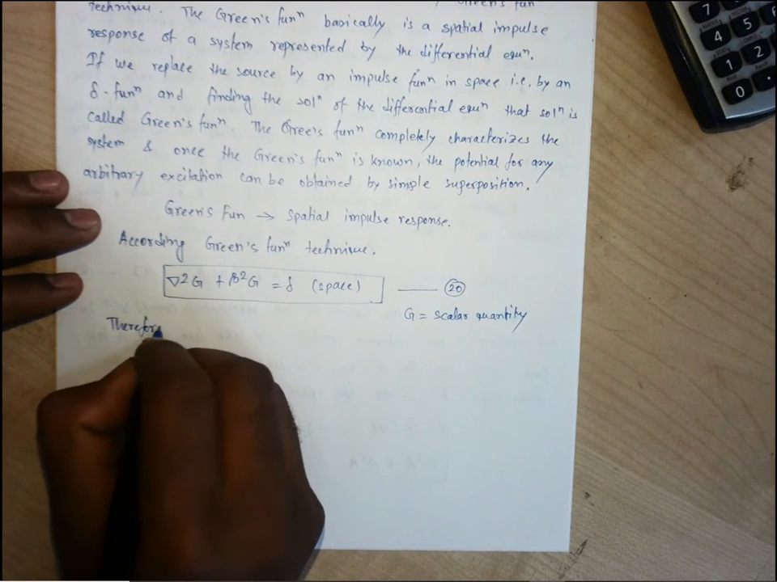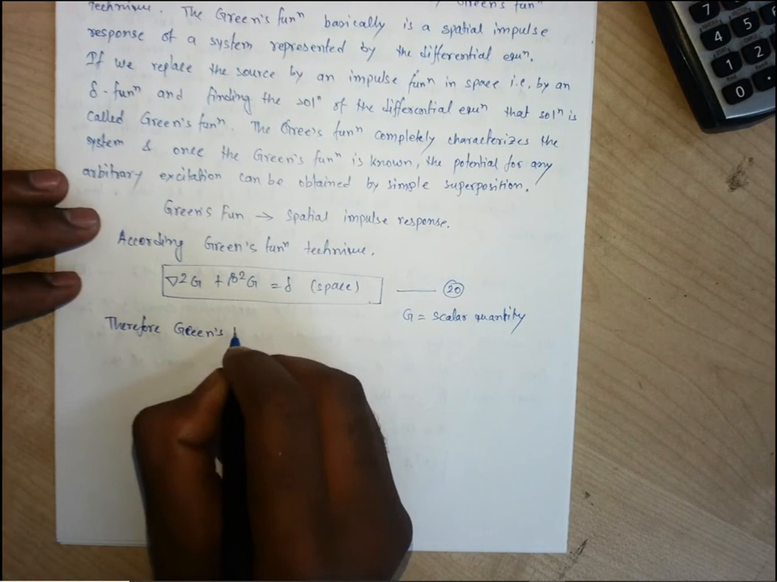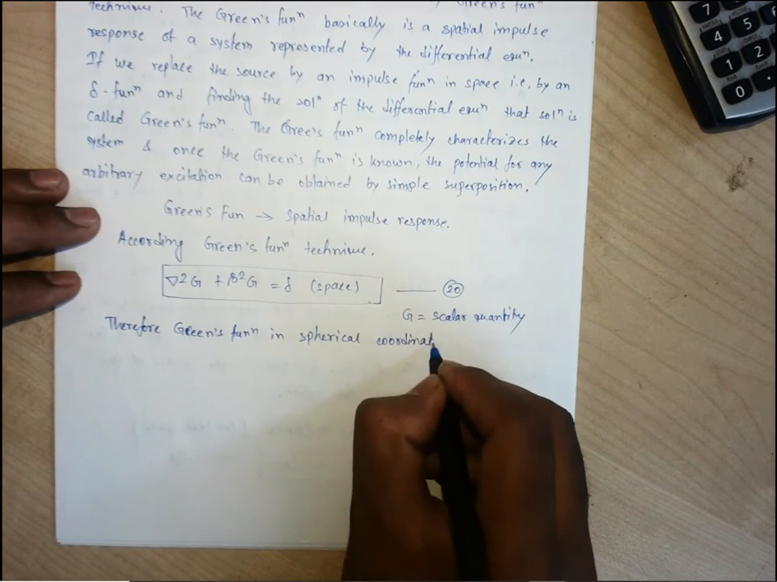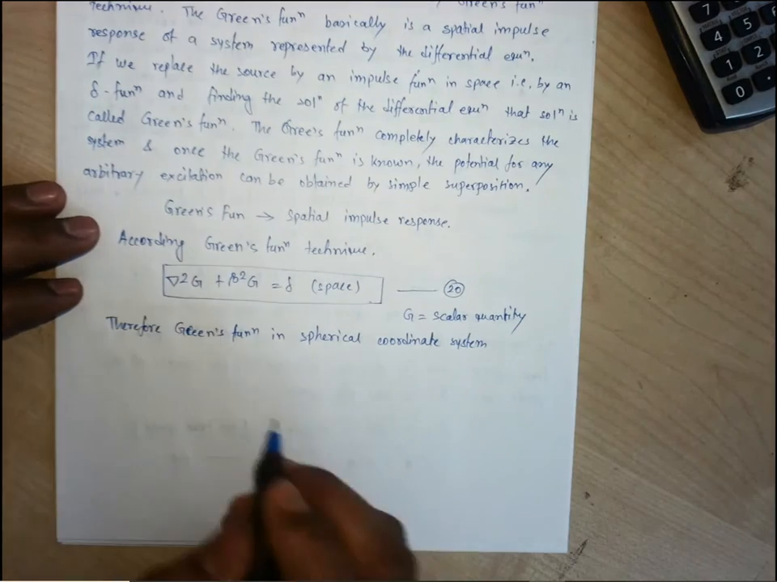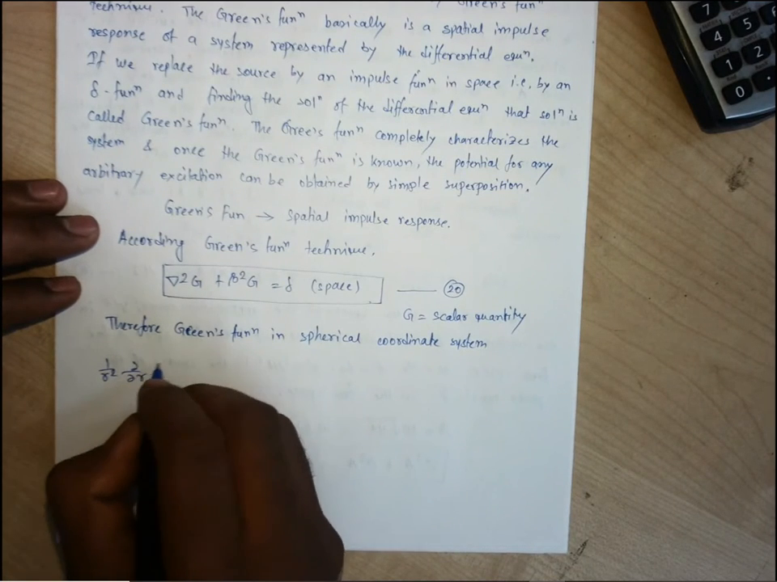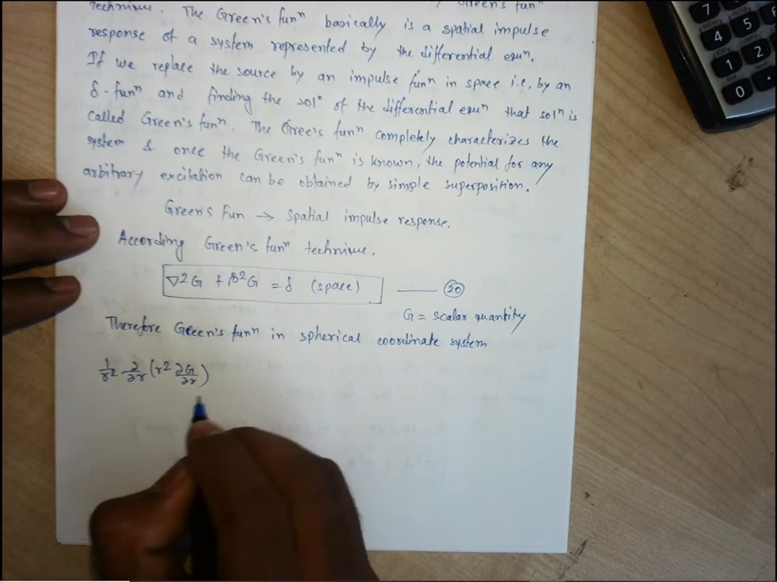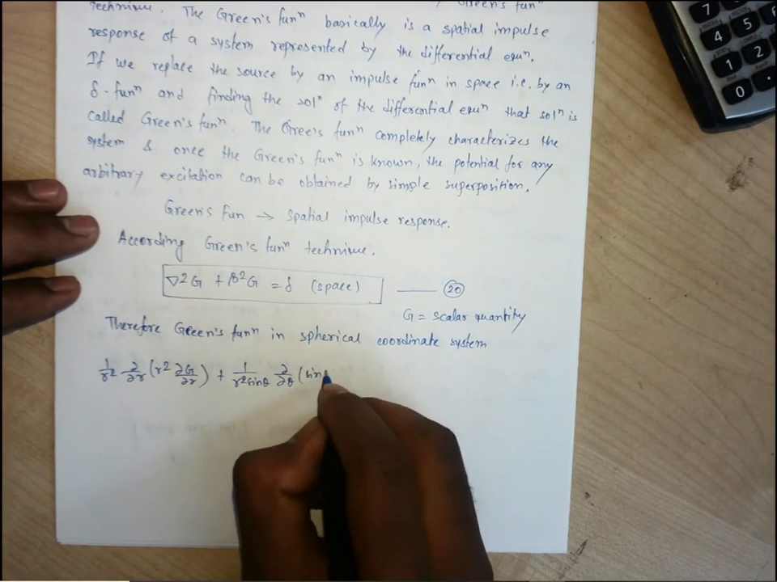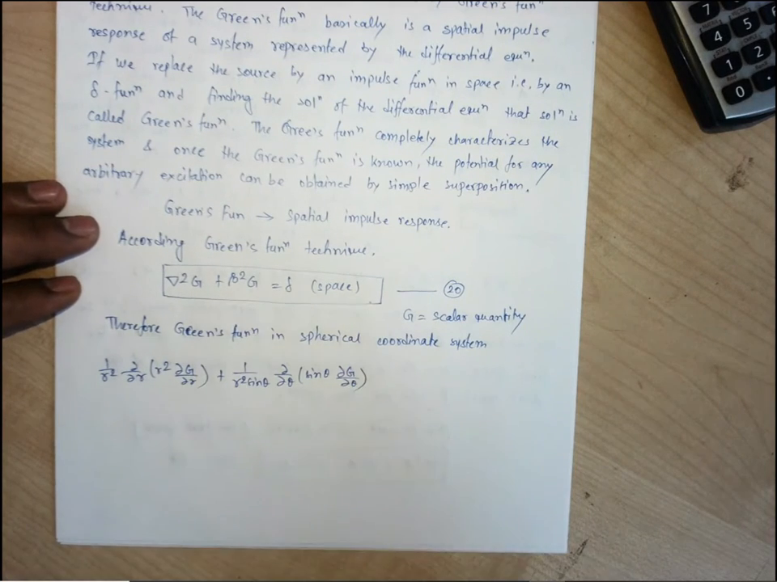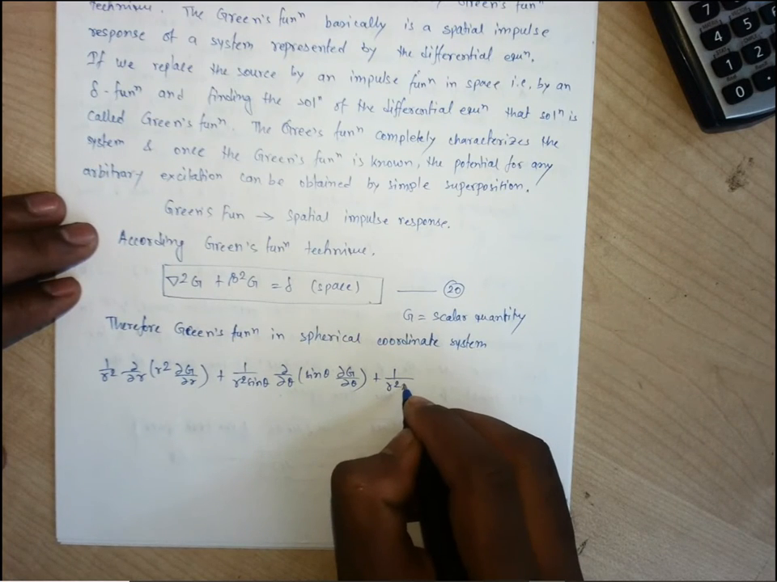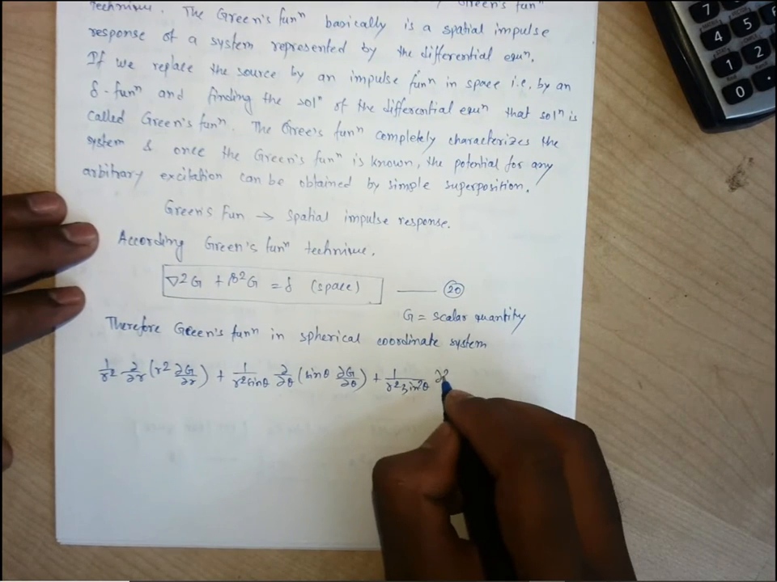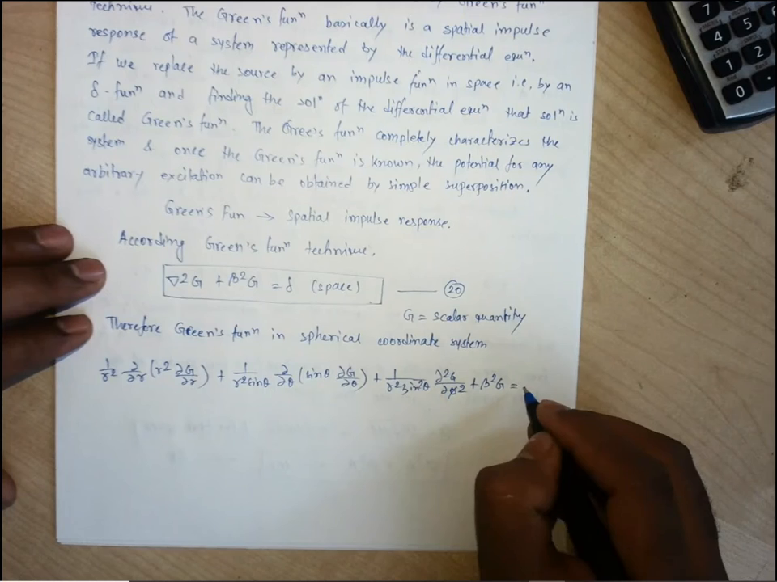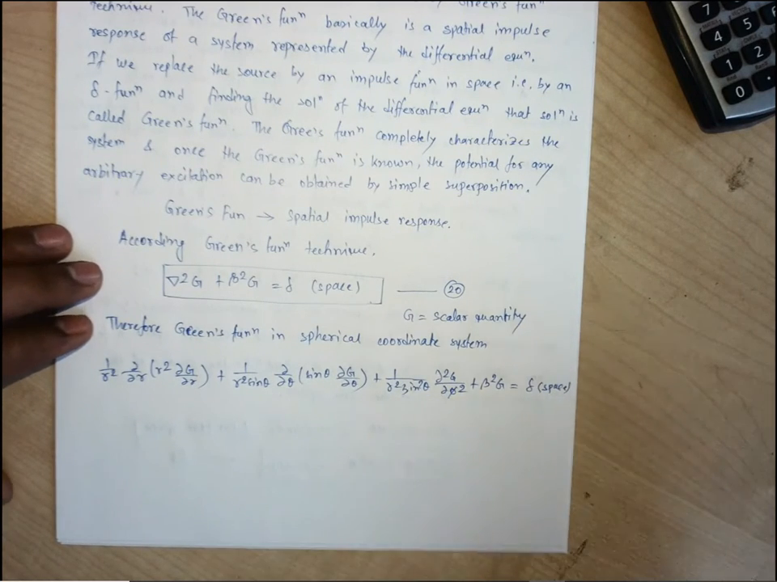Therefore this Green's function in spherical coordinate system will be: 1 by r square del del r of r square del G by del r, plus 1 by r square sine theta del del theta of sine theta del G by del theta, plus 1 by r square sine square theta del 2 G by del phi 2, plus beta square G is equals to delta in space. Equation number 21.